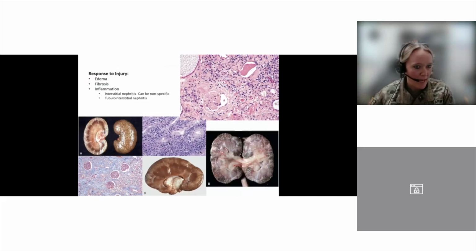All right, things that happen in the interstitium, kept it just very broad. Kind of the big three are going to be edema, fibrosis, and inflammation. The inflammation can extend from the interstitium into the tubules or vice versa.